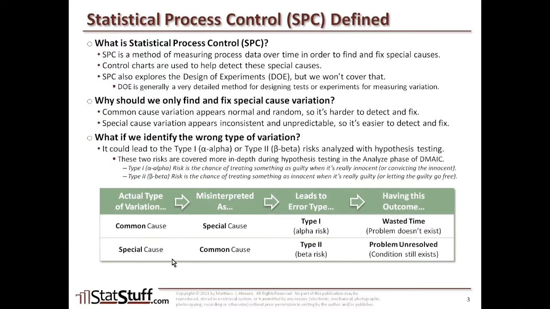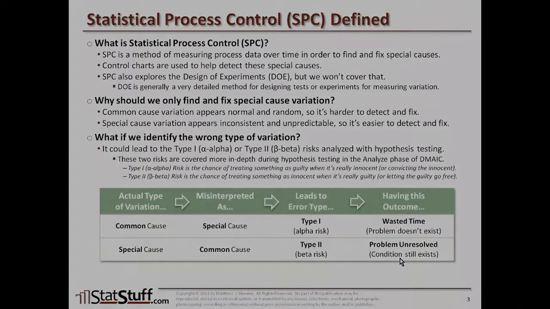Now, we might have the reverse. Again, if we misinterpret the special cause variation that might exist and we treat it as common cause variation, well, that would create a type 2 risk, or type 2 error, which is a beta risk. The outcome from that is the problem is not resolved. We're diverting attention away from where the true problem is, so we never end up resolving the true root cause, where the real problem is, and the condition will still exist.